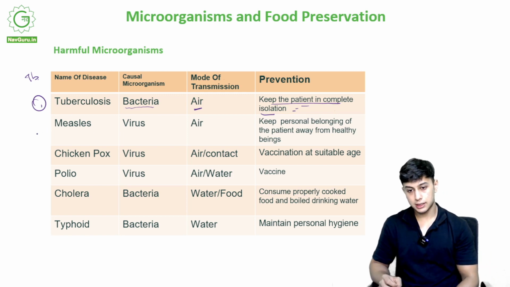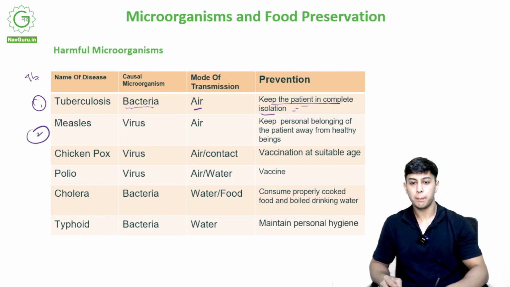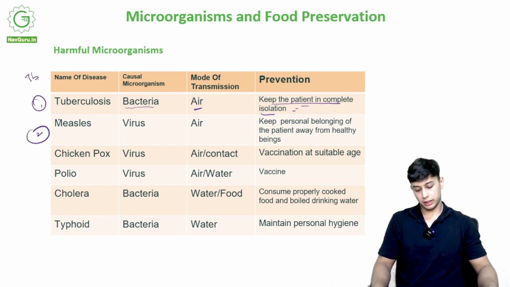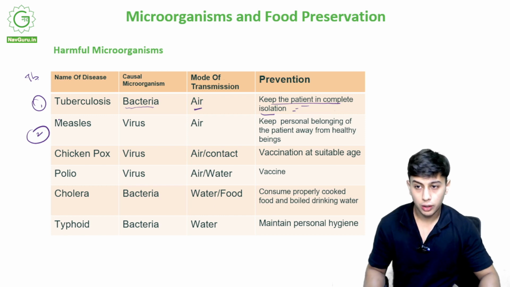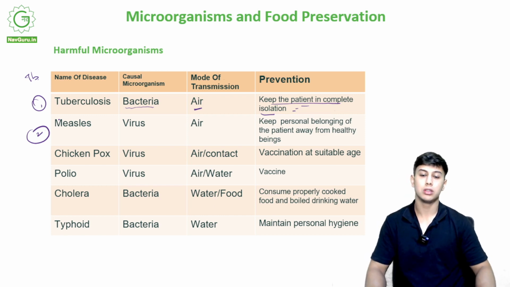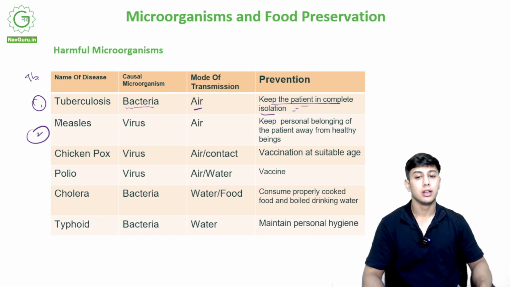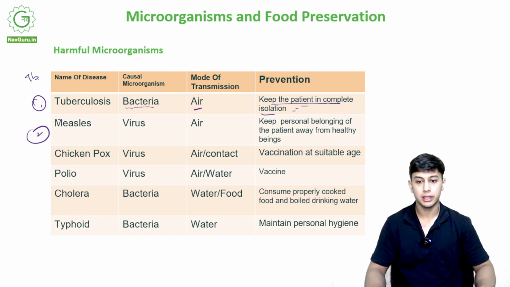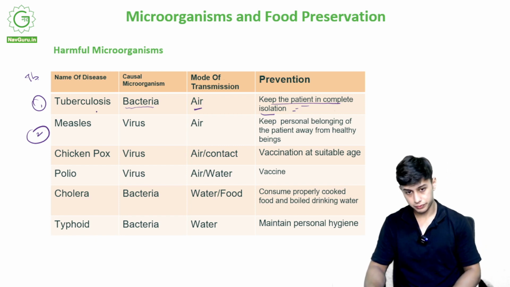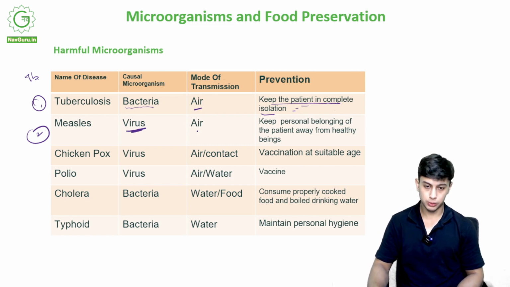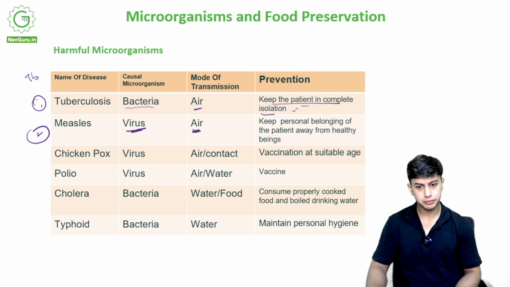Now the next disease is measles. Okay, what is measles? In India, technically everyone is right now vaccinated against measles. Why? Because of vaccination drives done by the government. Measles is caused by a virus. Its mode of transmission is air. It is spread through the air.